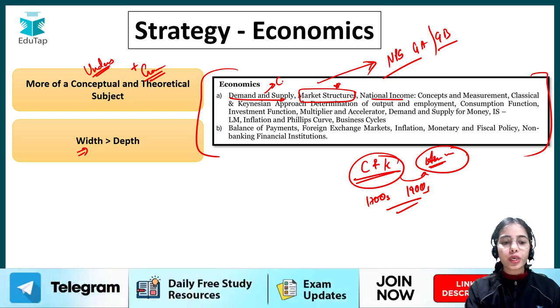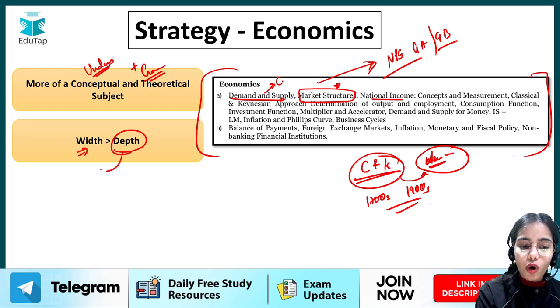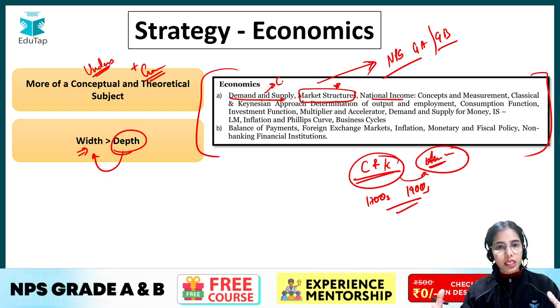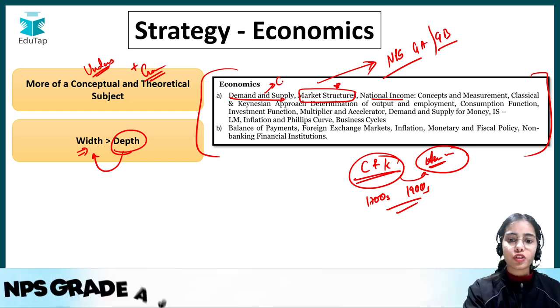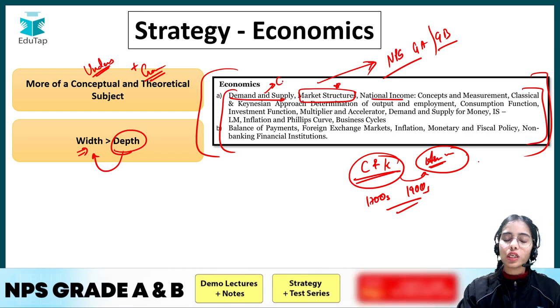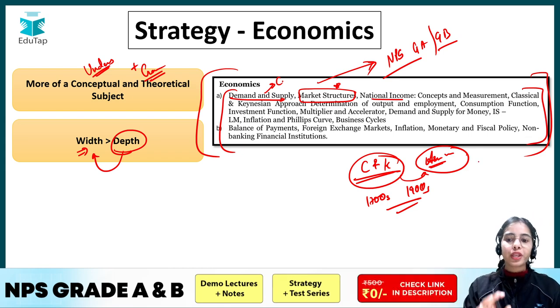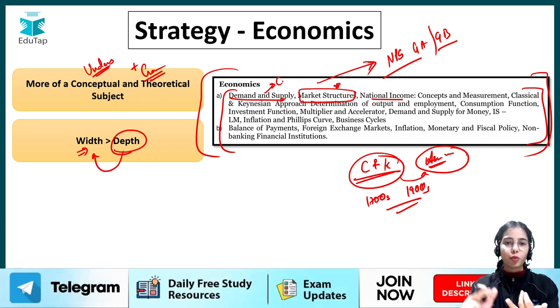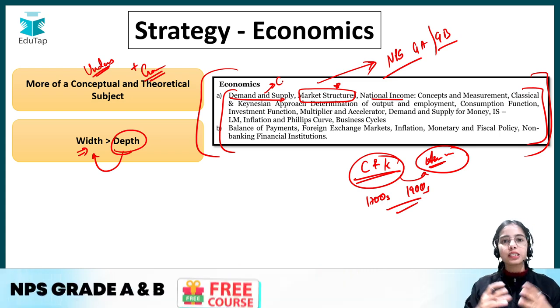So rather than going into the depth, focus on the width of the syllabus. First try to cover the syllabus in the whole manner. First try to have the basic knowledge of the different topics. Okay, so if you have the basic knowledge of the market structure, that oligopoly is there, monopolistic, monopoly, perfect competition is there, what are the basic features of these competitions.